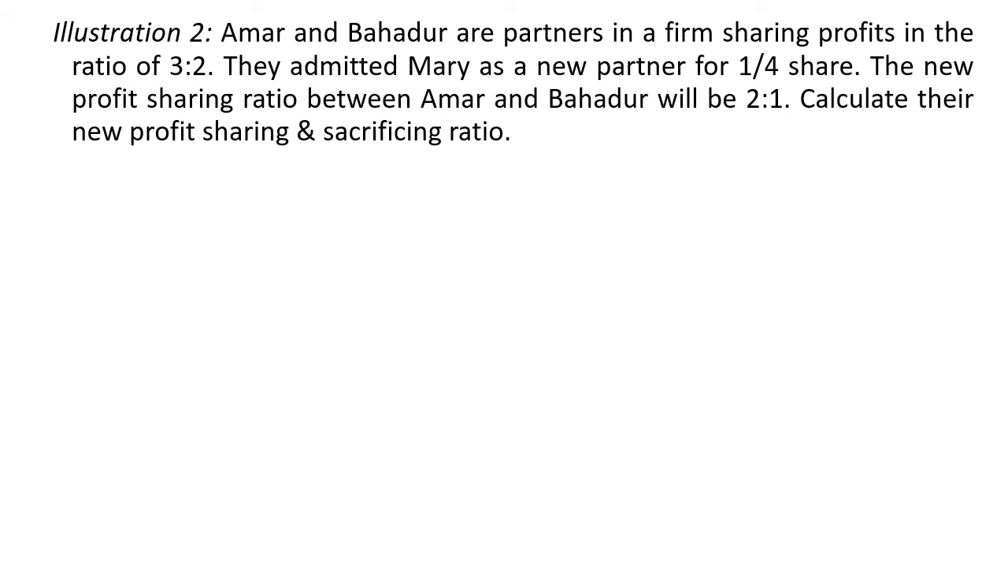When you talk about the next illustration, it says that Amar and Bahadur are partners in a firm sharing profit and loss in the ratio of 3:2. They admitted Mary as a new partner for 1/4 share. The new profit sharing ratio between Amar and Bahadur, that is the old partners, will be 2:1. Calculate the new profit sharing ratio as well as the sacrificing ratio.